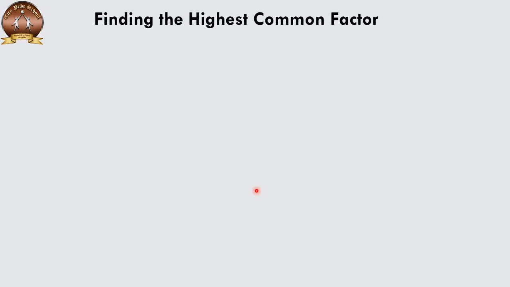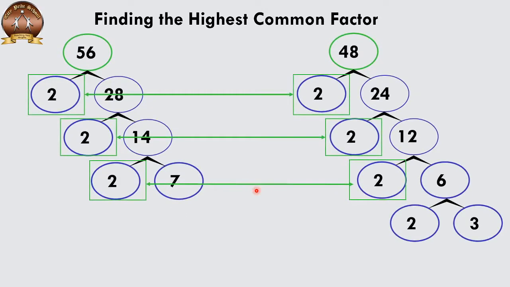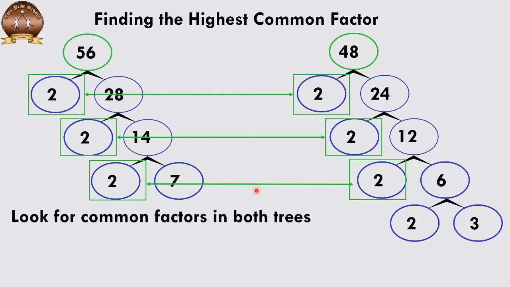Now what do we have to do for finding the highest common factor? You can see here you have to look for common factors in both the trees. As you can see, these twos are common. Then there is another 2 which is common, then there is another 2. And after that we are left with 7 as the prime number in 56 and 2 and 3 as the prime numbers in 48. They are not common.